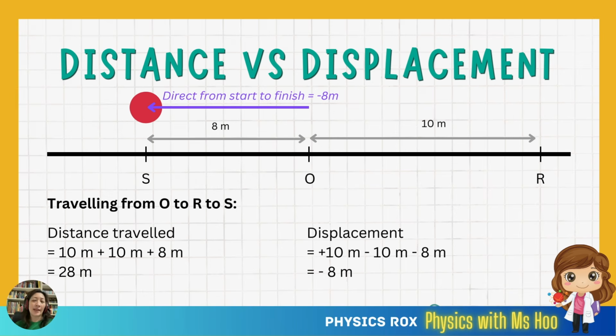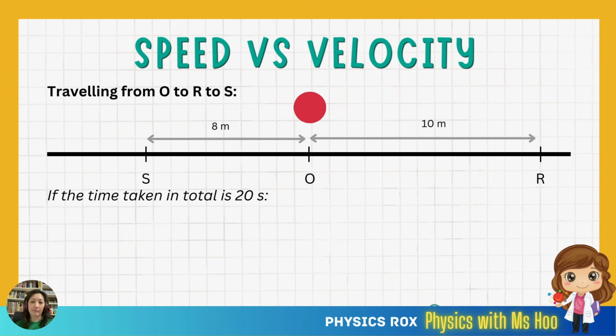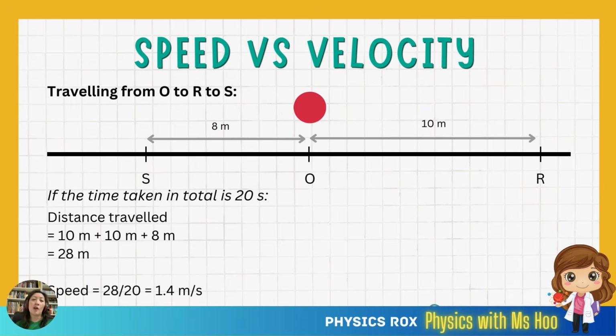Now, let's look at the speed and velocity. Say in this case, when traveling from O to R to S, the time taken in total is 20 seconds. Let's start first with the speed calculation. We already know that the distance traveled in total is 28 meters. So to calculate the speed, all you need to do is take the distance of 28 meters divided by 20 seconds, and that's how we get 1.4 meters per second as the average speed of the entire motion.